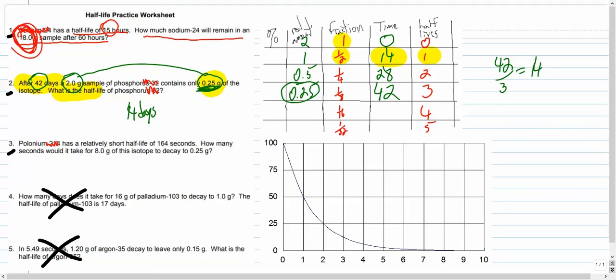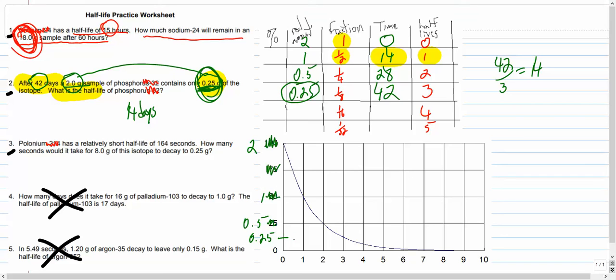If I were going to use the graph to solve this, we started off with 2 grams. So our total amount, our first amount is 2 grams. And we're going to cut it in half until we get down to 0.25. So half of 2 is 1. Let's get rid of the 75 here. Half of 1 is 0.5, and then half of 0.5 is 0.25.